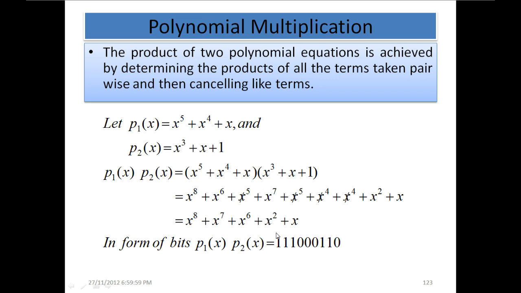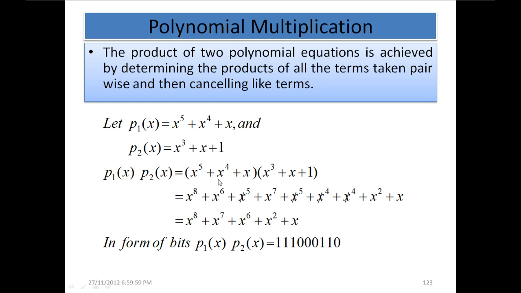Polynomial multiplication. The product of two polynomial equations is achieved by determining the products of all the terms taken pairwise and then cancelling like terms. So it is the same process as we do in normal algebra, that we add the powers when we are multiplying the variable. So x to the power 5 is multiplied by this whole term. x to the power 5 is multiplied by x to the power 3, so powers are added, so 5 plus 3 is equal to 8. Then x to the power 5 is multiplied by this x, the power is equal to 6, and then x raised to the power 5.